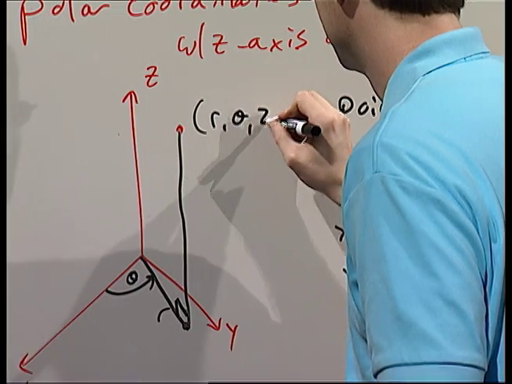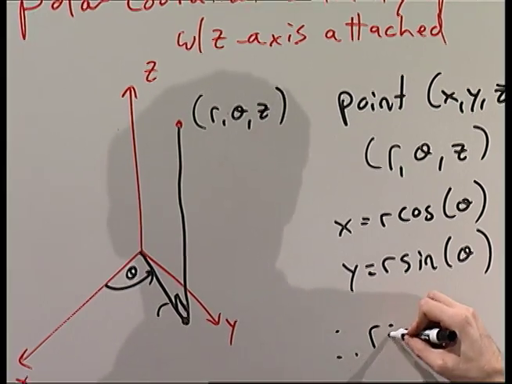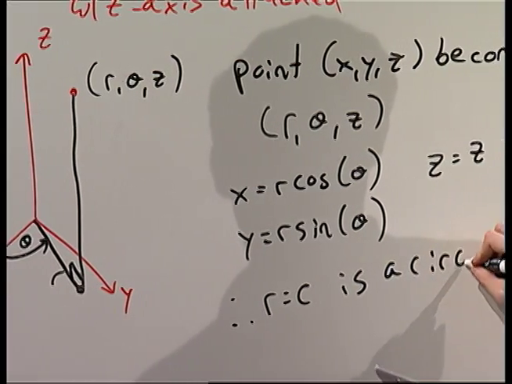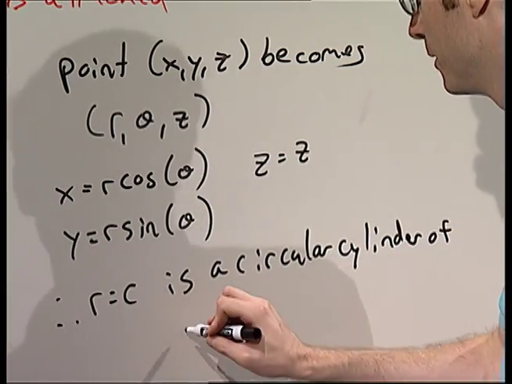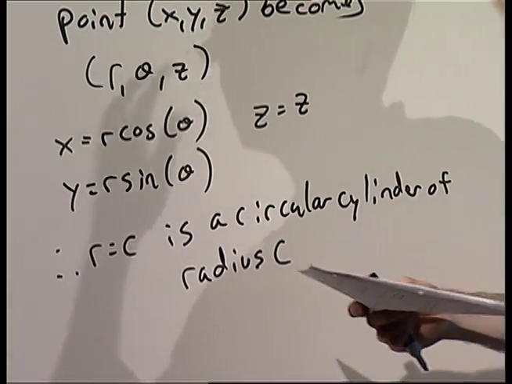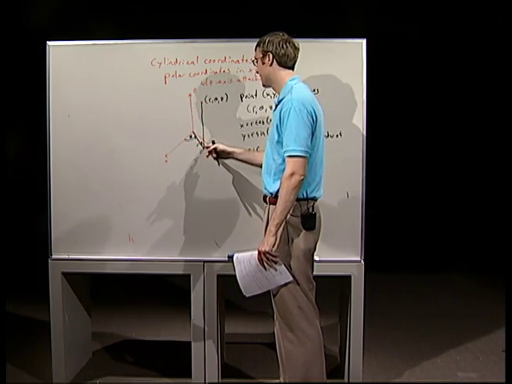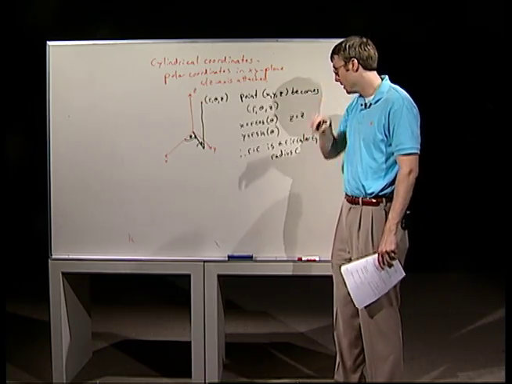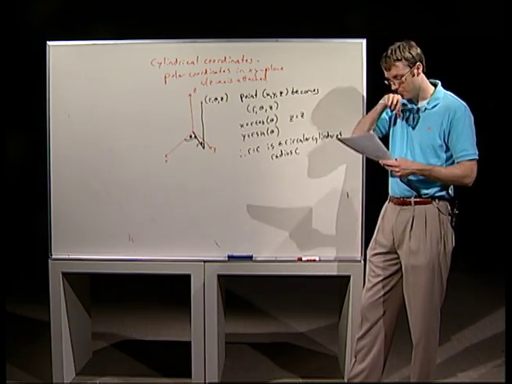And so this is the point r, theta, z there. For example, we see that when I have r equals c, this is a circular cylinder of radius c, right? So I'm asking about all points that have a given distance r from the origin. That is a circle in the xy plane. Extend that up into the z-axis, infinitely up and down. You do in fact get a circular cylinder, hence the name cylindrical coordinates.